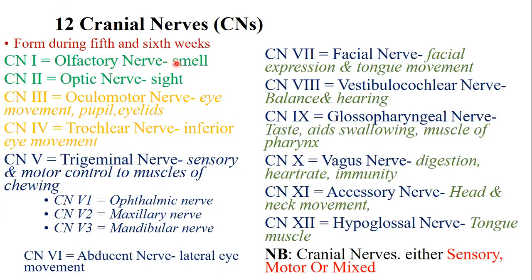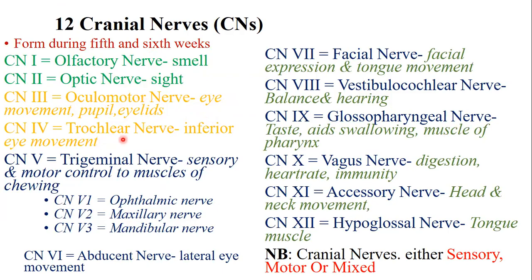Olfactory nerve is a nerve for smell. It picks up sensation from the nose. Optic nerve in the eye, so sight or vision. Oculomotor, this is a major nerve of the eye. It supplies many muscles of the eye, so it helps in eye movement. It also helps in constriction of the pupil, as well as movement of the eyelids.